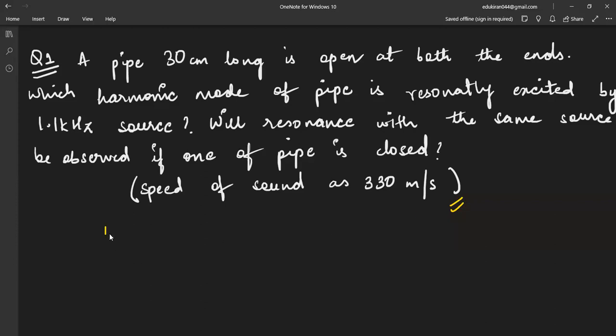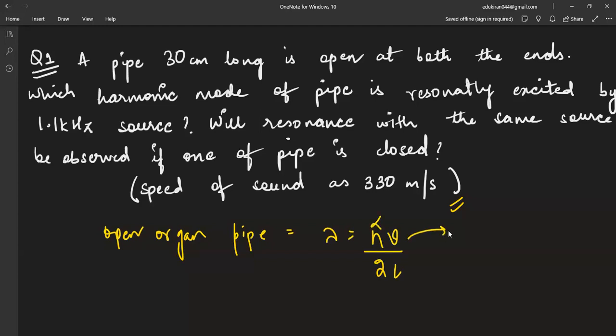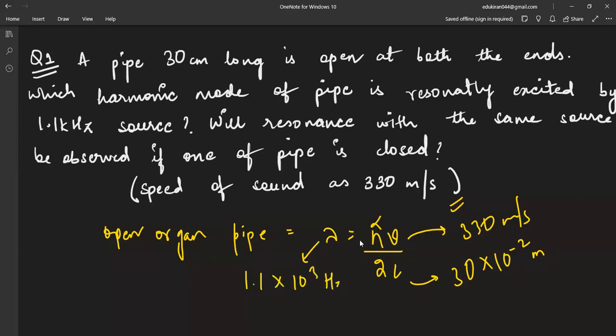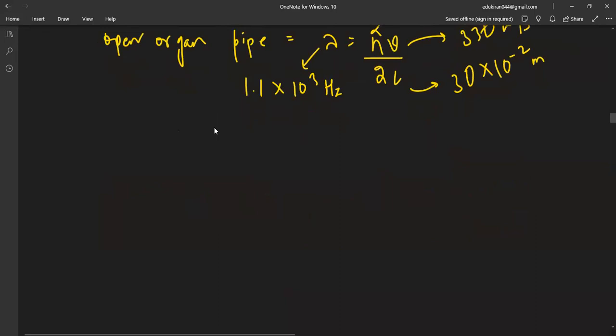So firstly, when you're talking about open organ pipe, frequency is equal to nv by 2L. Here n we do not know, but velocity we know. This is 330 meter per second, right class? Length also we know, 30 centimeter, that is 30 into 10 to the power minus 2 meters. Frequency is mentioned as 1.1 into 10 to the power 3 hertz. So n, the number of the harmonic, we can calculate.